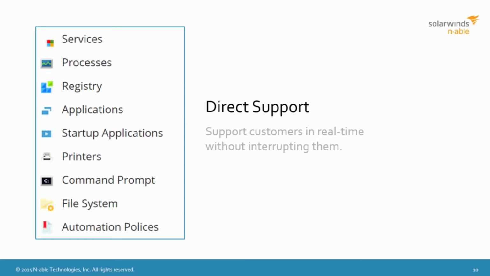So, enter direct support. This is a set of tools that allow you to do things such as start and stop processes, control services, make registry edits, change applications, change startup applications, configure printers, run the command prompt, file system operations, and as well stock automation policies.